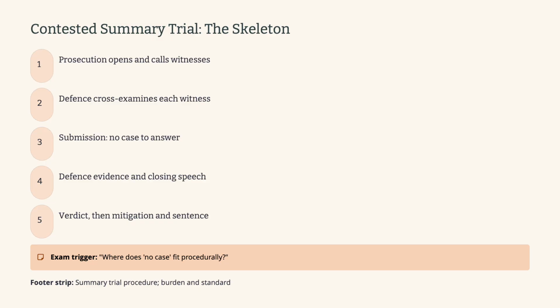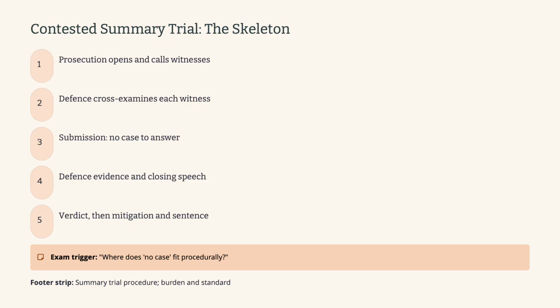This is your opportunity to challenge their account, test their credibility, and highlight inconsistencies or weakness. Fourth, after prosecution closes its case, the defense may submit there is no case to answer. This submission argues the prosecution has not established a case on the face of it, on one or more element of the offense. If successful, the defendant is acquitted without presenting any defense evidence.